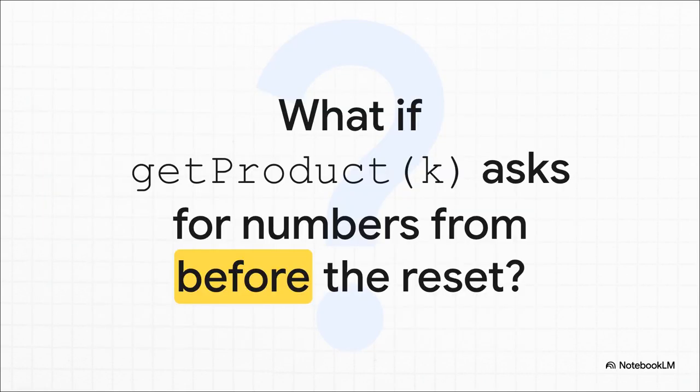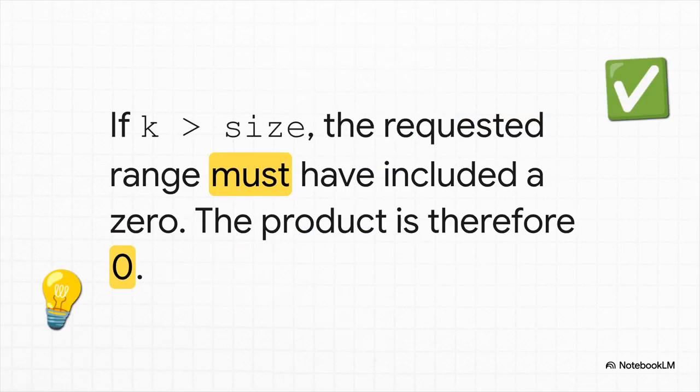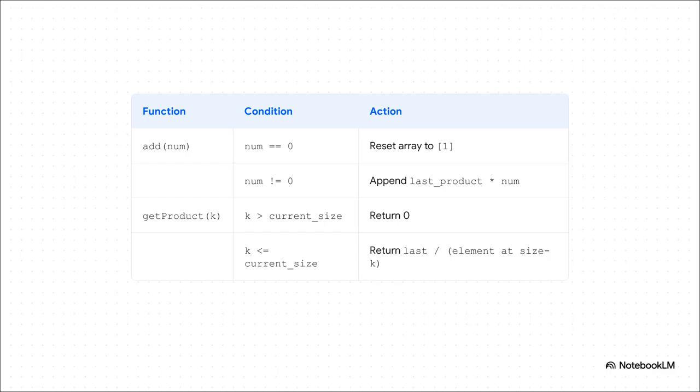Okay, but that reset brings up a new question, right? What if someone calls getProduct with a k that's so large it's asking for numbers from before the 0 happened? Our new array is really short, so what do we do? And the logic here is just beautiful. If the k you're asking for is bigger than the size of our current array, what does that guarantee? It guarantees that the range of numbers you want must have included that 0 that caused the reset. And what's the product of any set of numbers that includes a 0? It's always 0, so we just return 0. Problem solved.